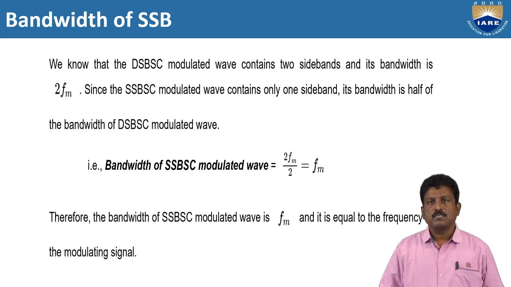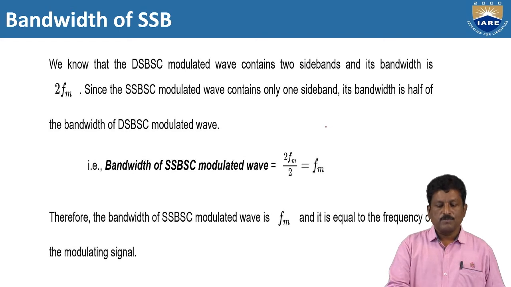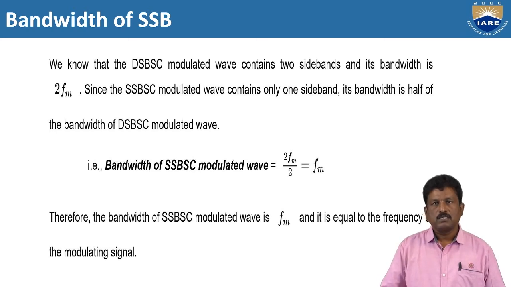Take the AM modulation: the bandwidth requirement is 2 FM, where FM is the highest frequency component of our modulating signal. Similarly, in the DSBSC wave, here also we are transmitting the two sidebands, upper sideband and lower sideband, so the bandwidth requirement for the DSBSC wave is 2 FM only.